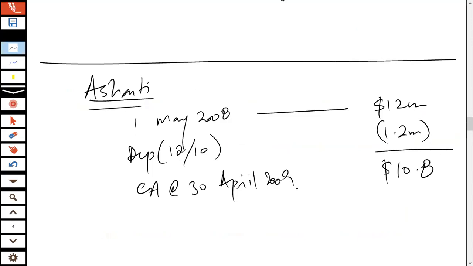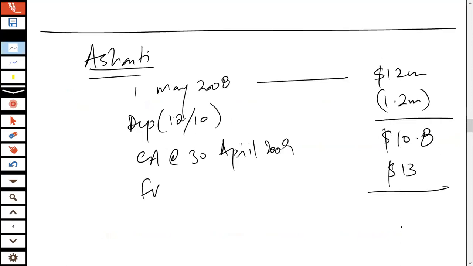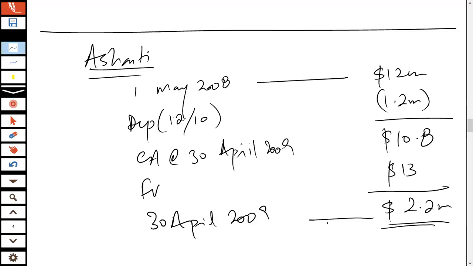Now what happens is there's going to be a fair value, and the revaluation would be $13 million. So the revised fair value is $13 million. That means there is going to be a gain of $2.2 million. How would we account for it? I'm just going to come back to it. So at 30th April 2009, this is going to be the gain that would arise.